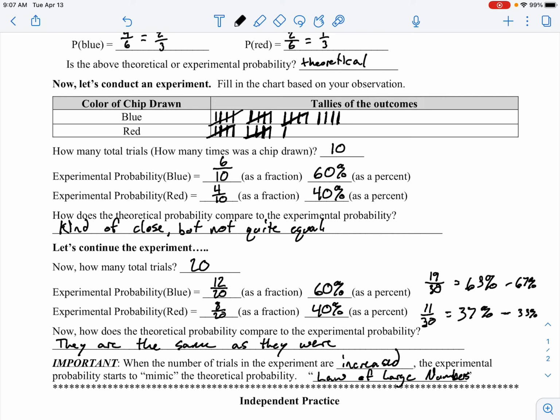All right, so not too difficult here. We know the difference between theoretical and experimental probabilities now, and we know that if we do a bunch of experiments, we will get closer and closer to the theoretical probability, and that is what we call the law of large numbers down here. So keep that in mind as we go.